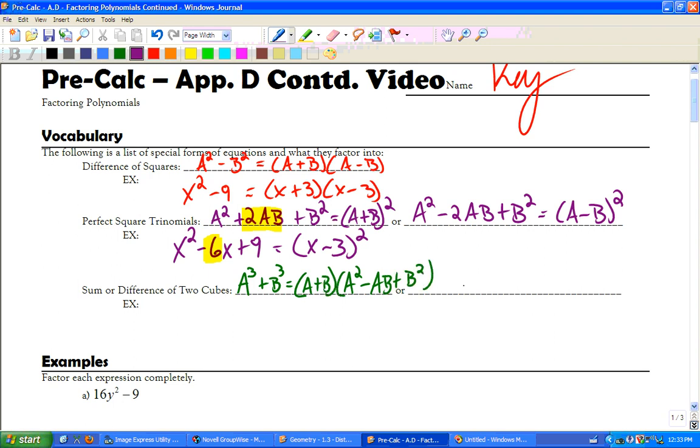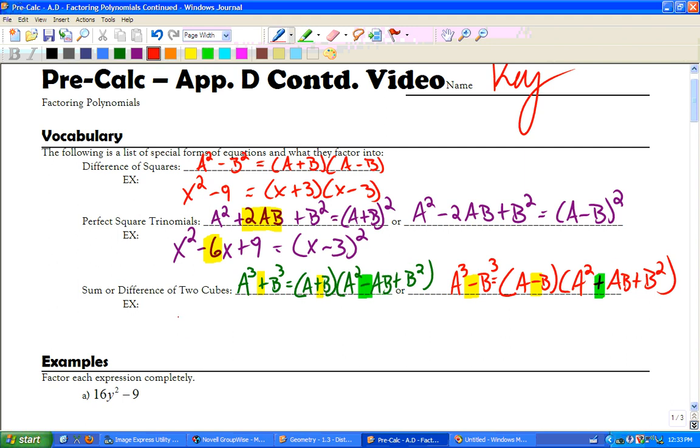The difference of cubes is just a tiny little variation. It's a cubed minus b cubed. We'll factor into a minus b times a squared plus ab plus b squared. Very, very tiny difference, very small. Basically, you can always match these up, and then the middle term is always opposite of that.